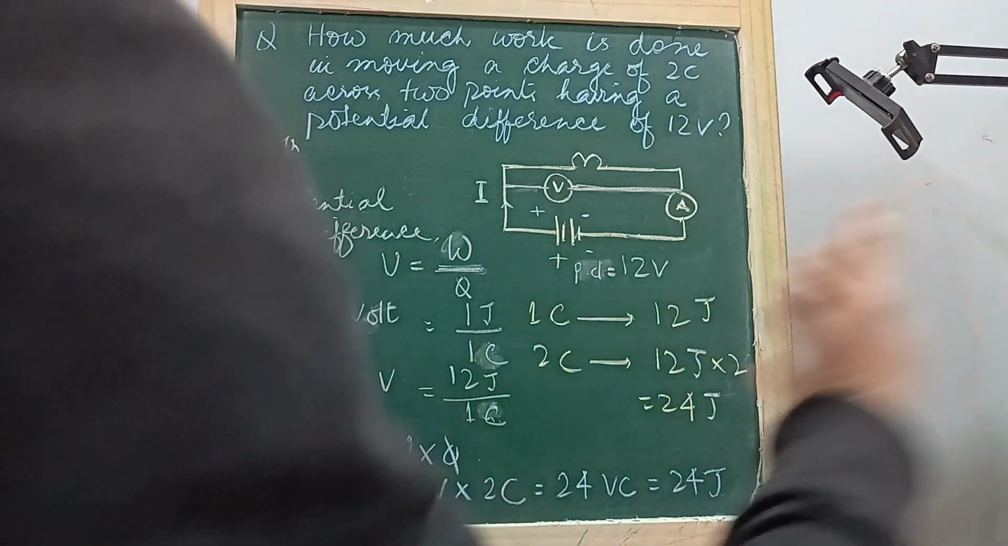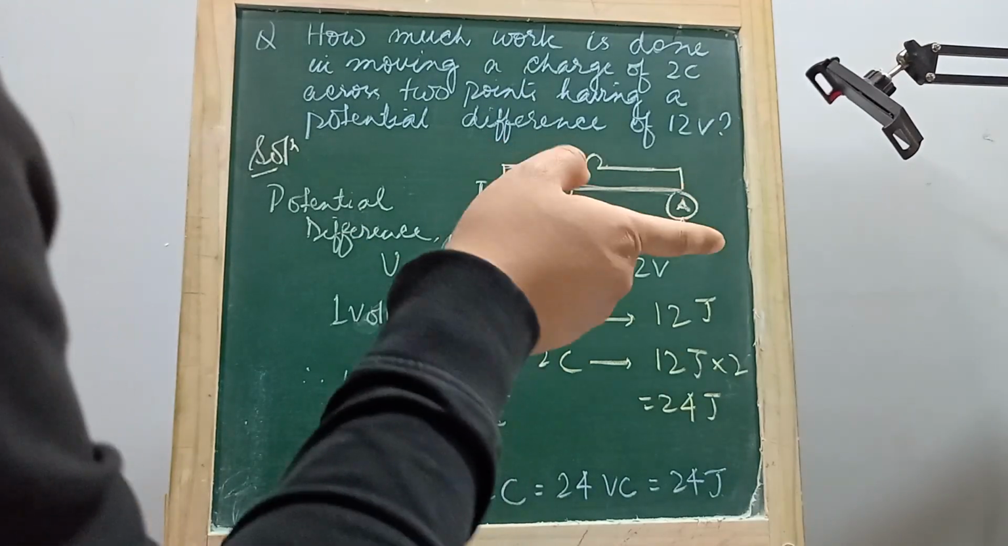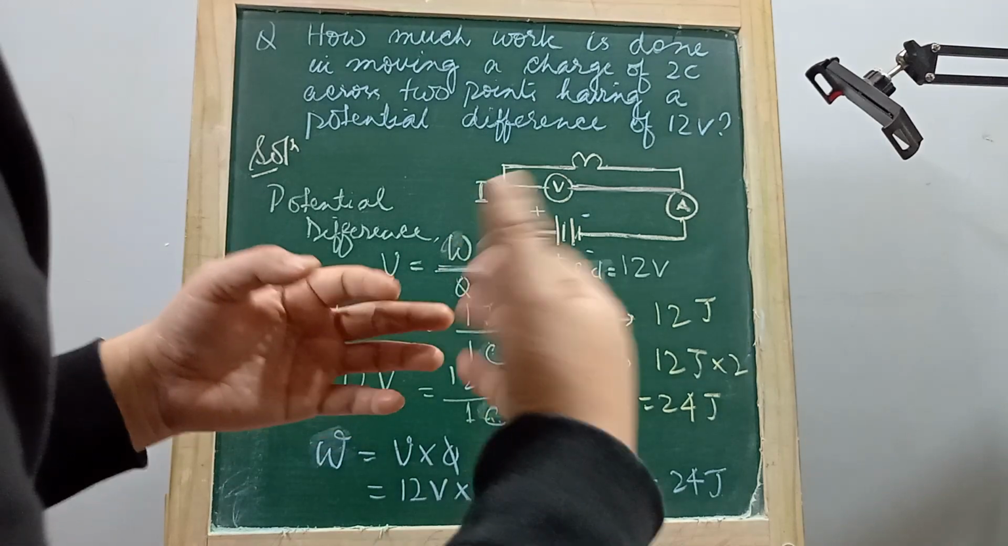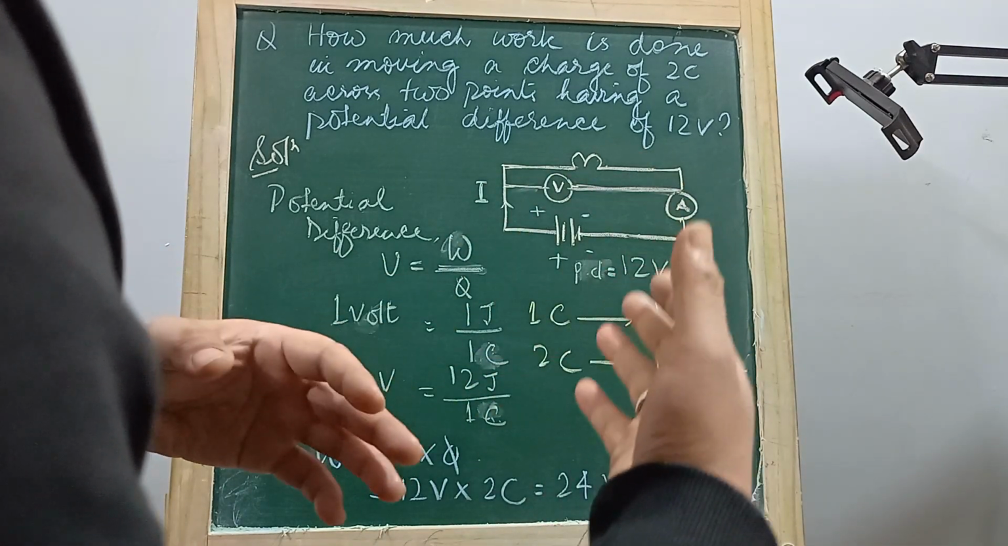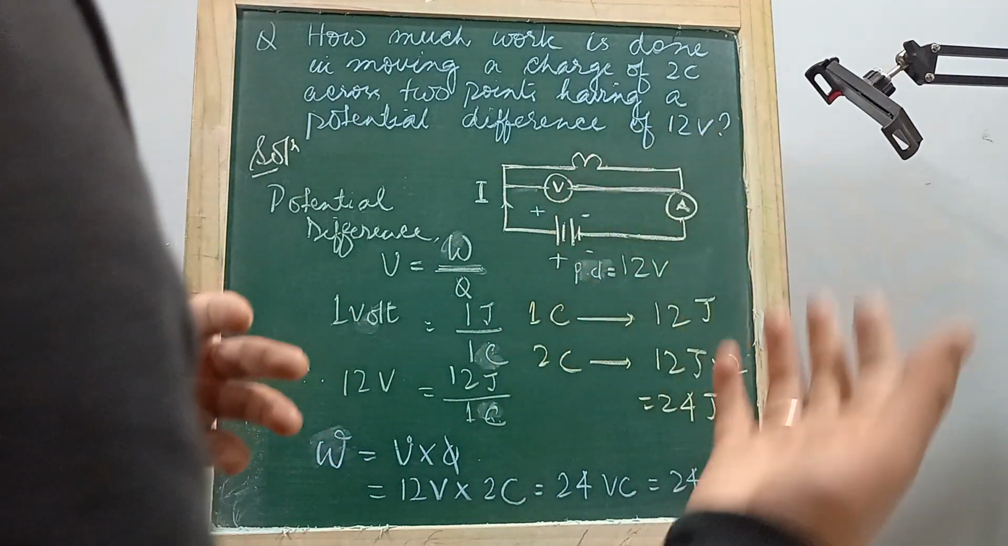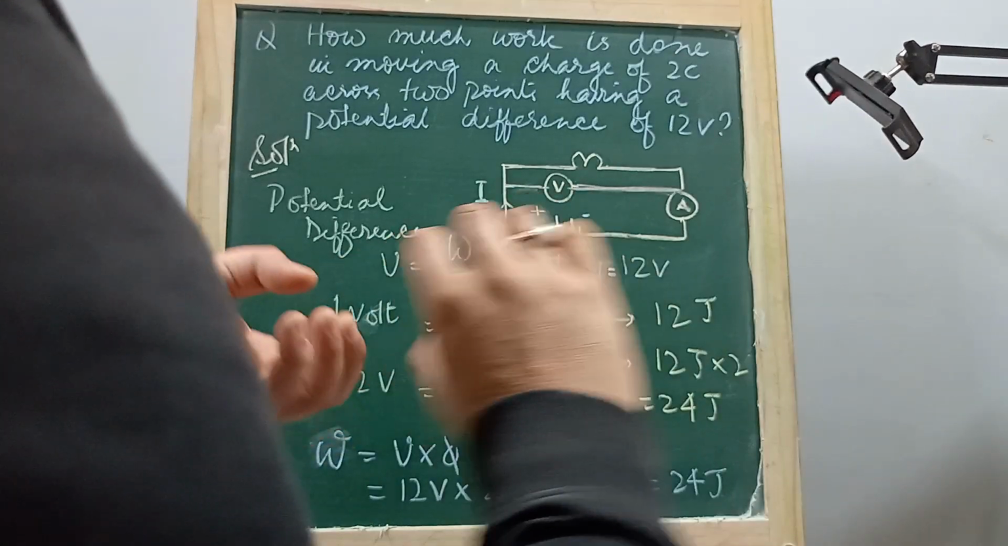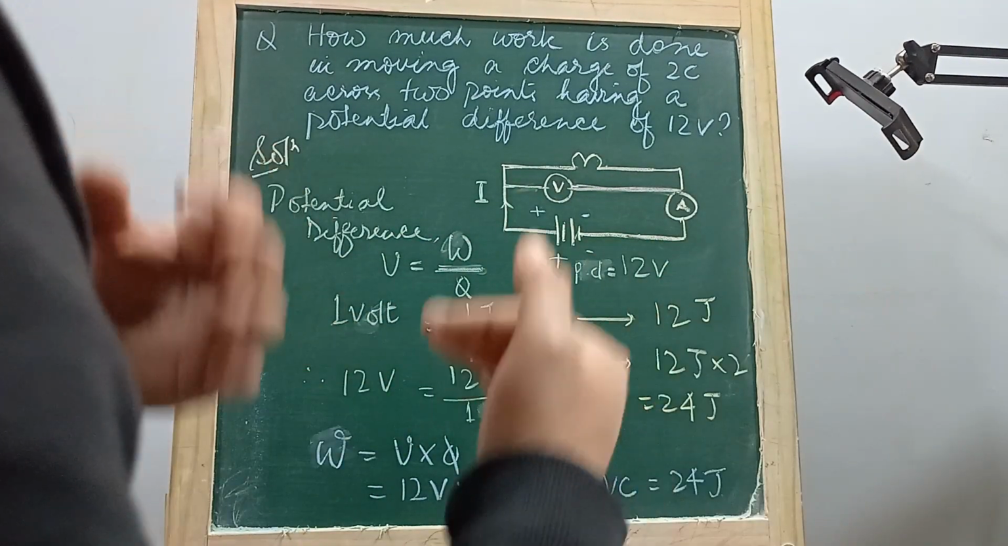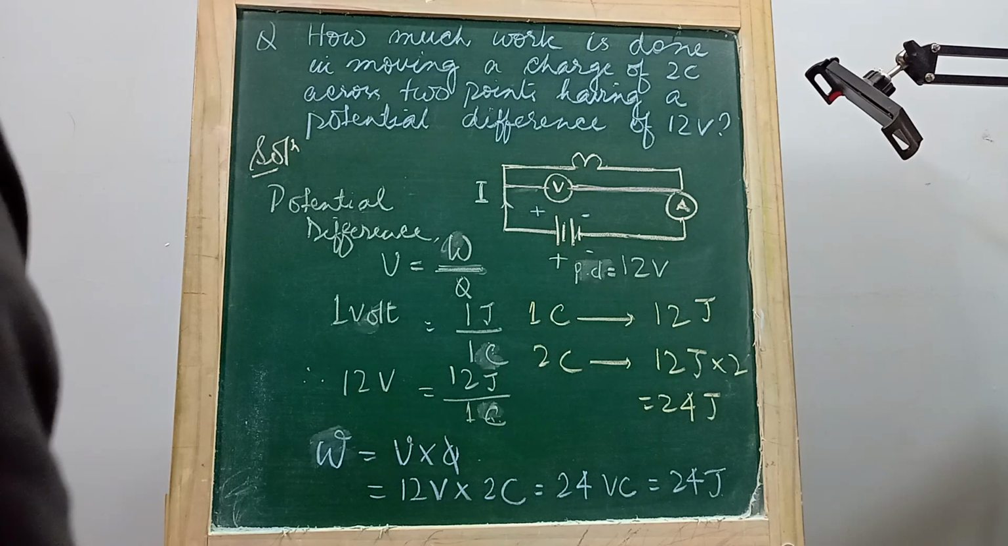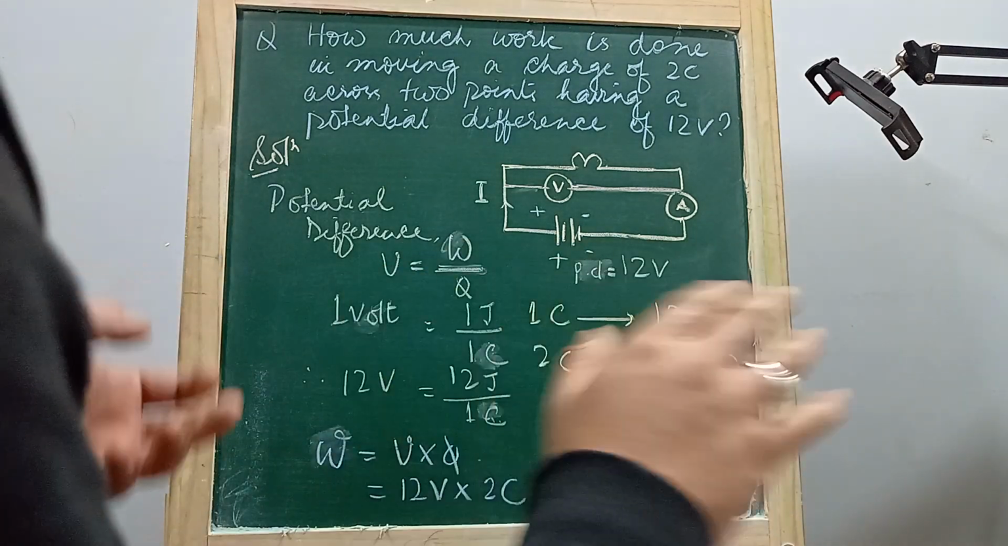Battery means a combination of cells. So there's a difference between battery and cell. When two or more than two cells are combined together, connected in a series, that is known as a battery. So a single cell is not a battery.